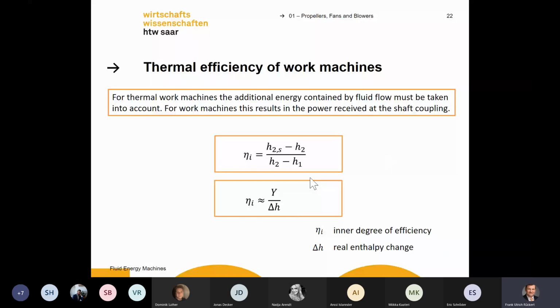I will not go into too much detail about this efficiency, because it is only needed if we have a big temperature difference before and behind the fan. And this is more or less never the case. Normally the temperature does not change a lot in front of or behind the fan. So this is not so important.